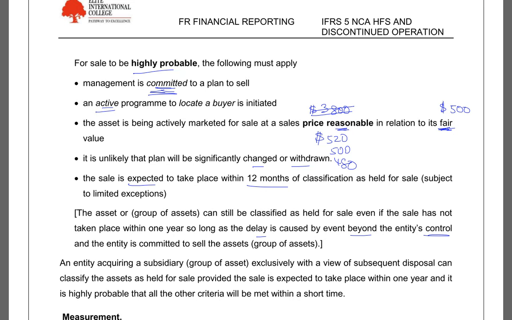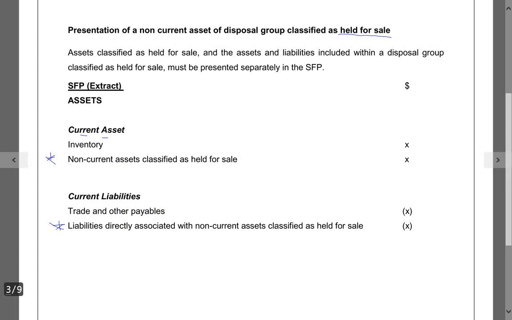If you are not committed and don't do anything to find a buyer, the sale won't be probable. Alright? So committed, actively looking for a buyer, price very reasonable, expect to sell within 12 months. This sale is highly probable, and it can be sold immediately. Therefore, we meet the condition. We're going to transfer from non-current asset to current asset.